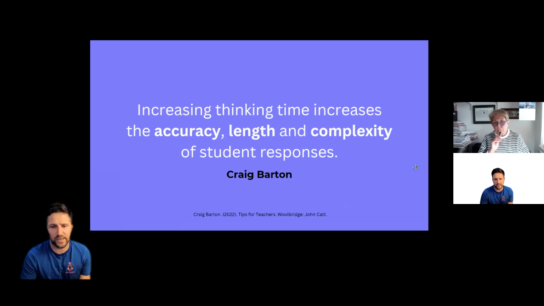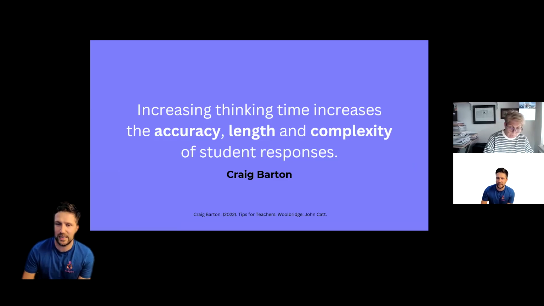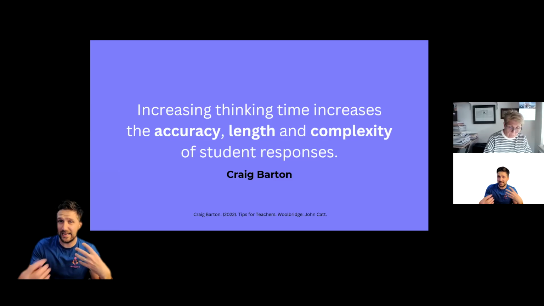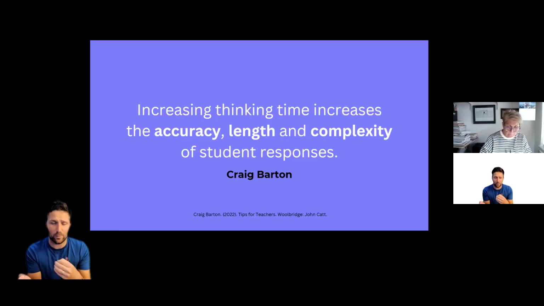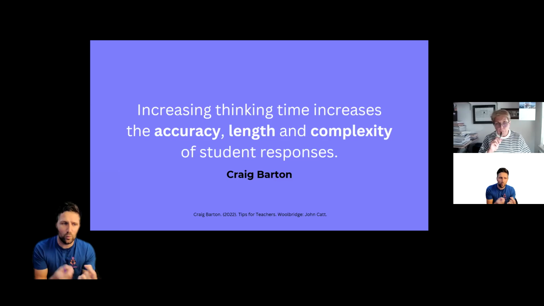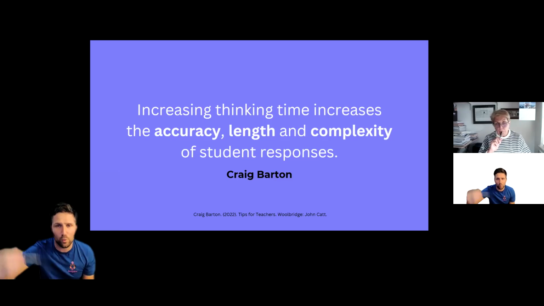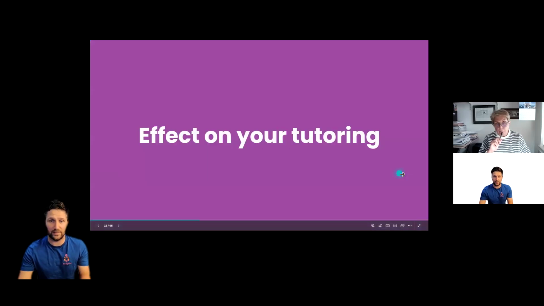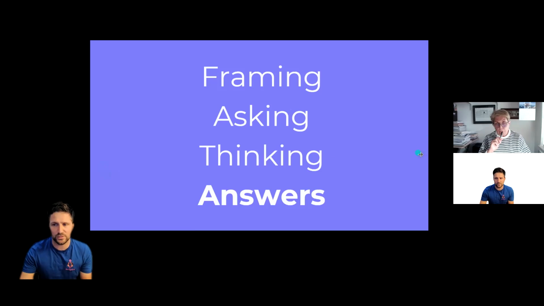And the other one is a quote here from Craig Barton, the educator, CPD provider, and maths teacher. So when we give our students more thinking time, which is what we've discussed, we get better answers in terms of accuracy, in terms of their length, which is often linked to their complexity. And all these things are because essentially we're giving the brain more time to process that information. And that's what those 4 steps are all about.